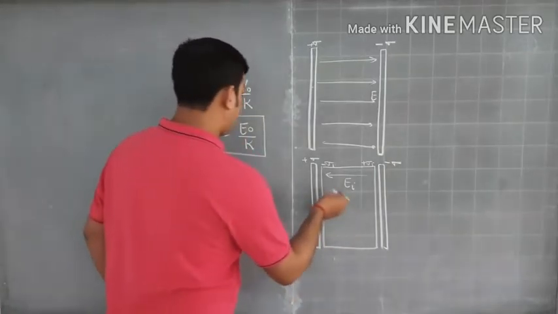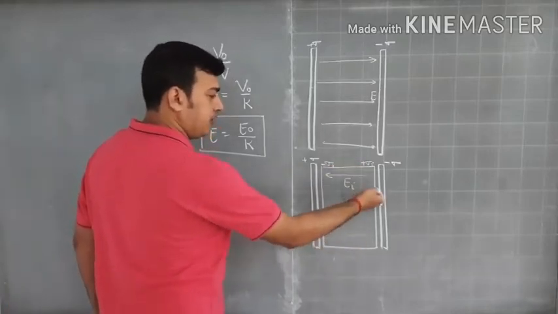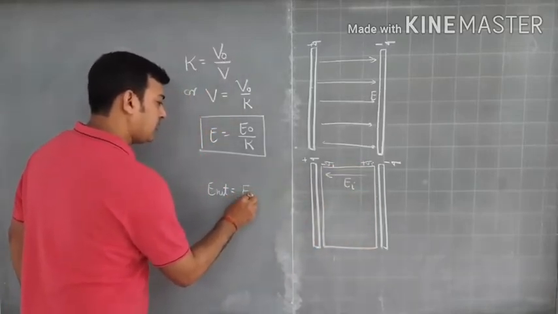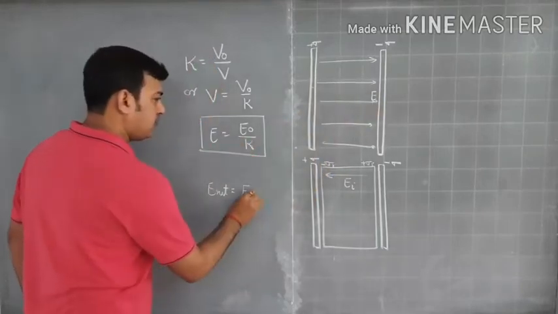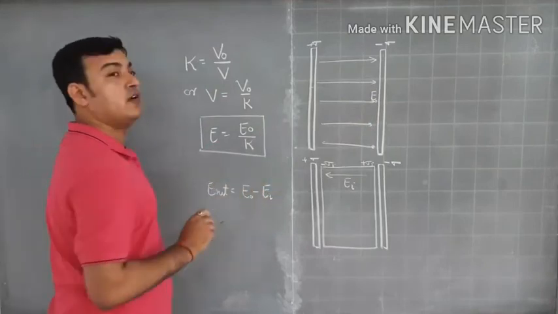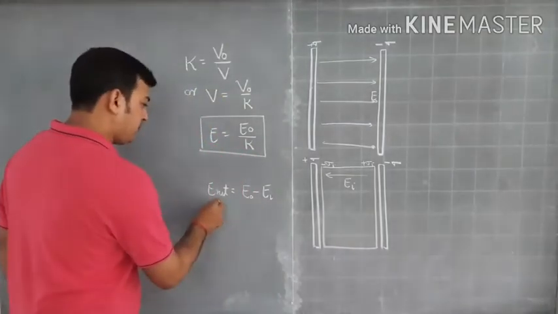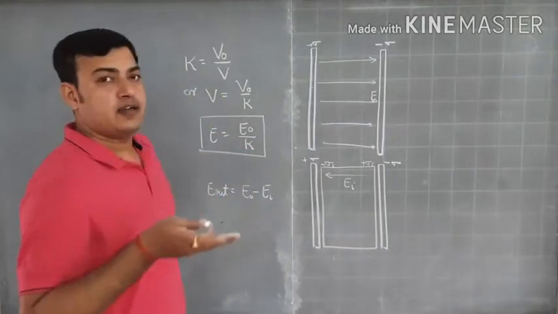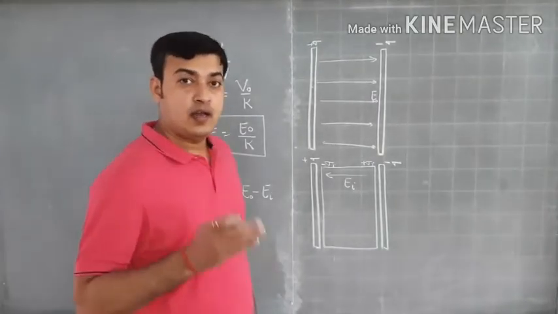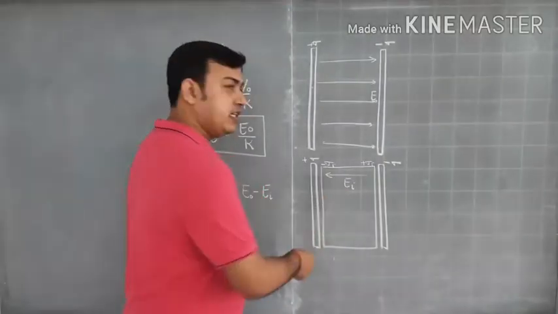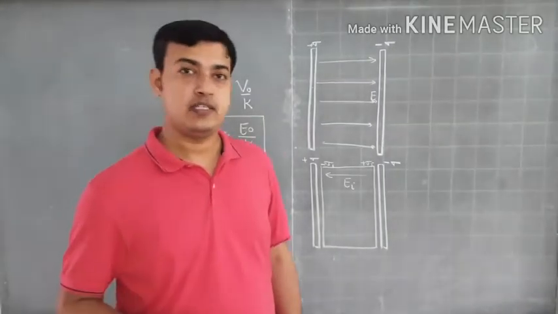So I can say that the net electric field when the dielectric is kept between the plates is the electric field when there was no dielectric, that is E naught, minus the induced electric field produced inside the dielectric. So this is the reason how the electric field between the plates of a parallel plate capacitor decreases. And this phenomenon of redistribution of charges inside the dielectric is called polarization.